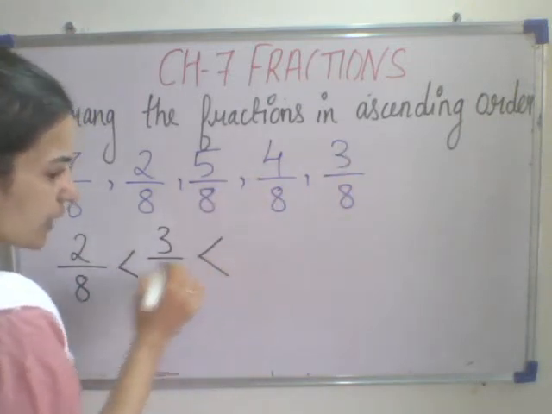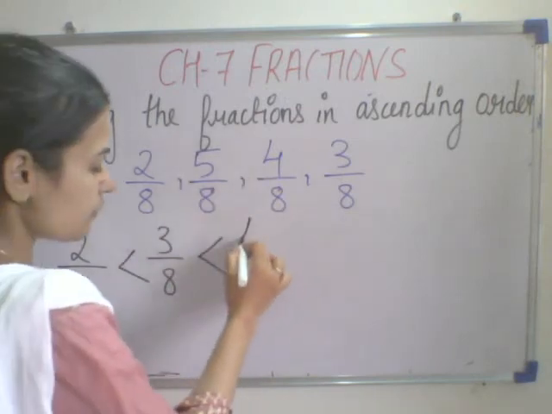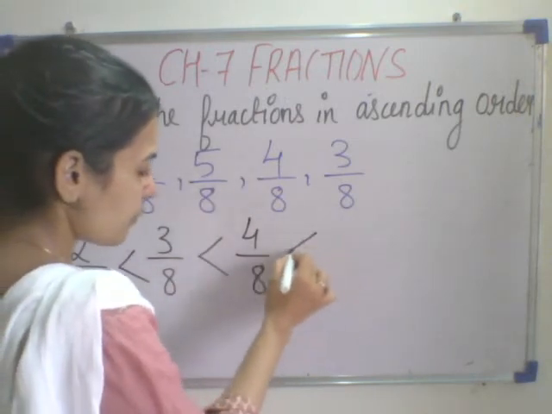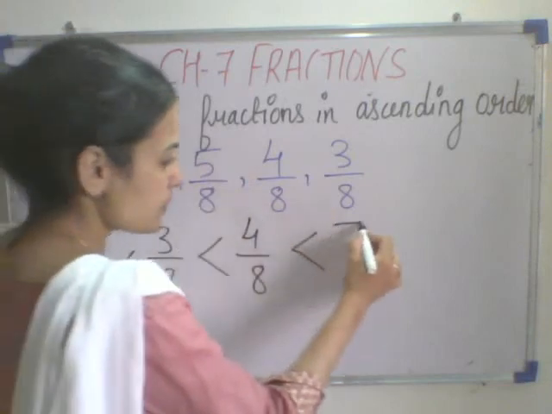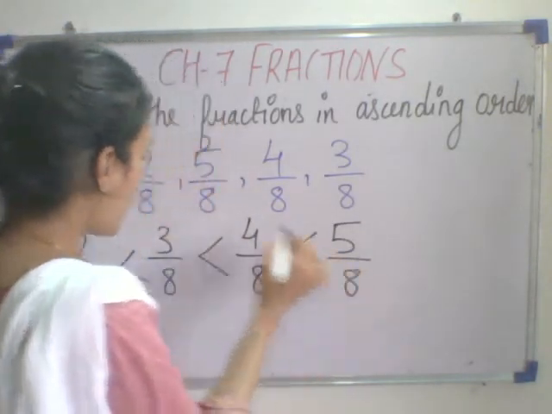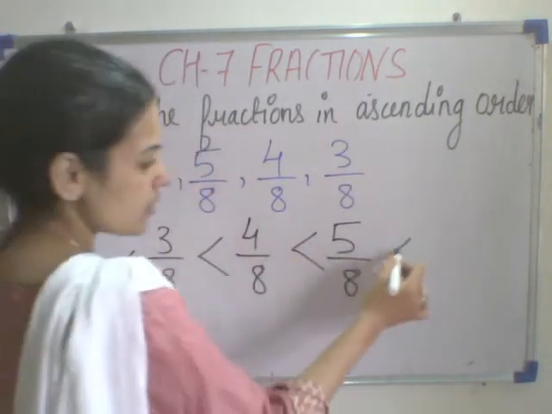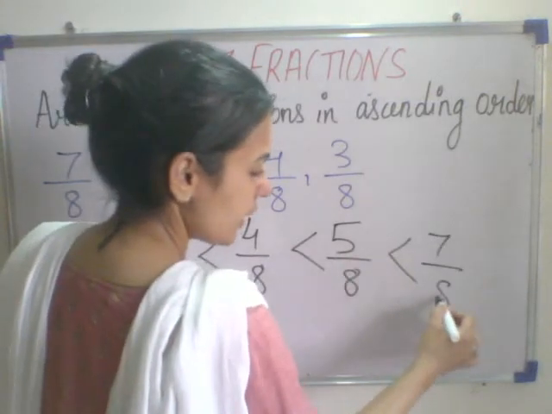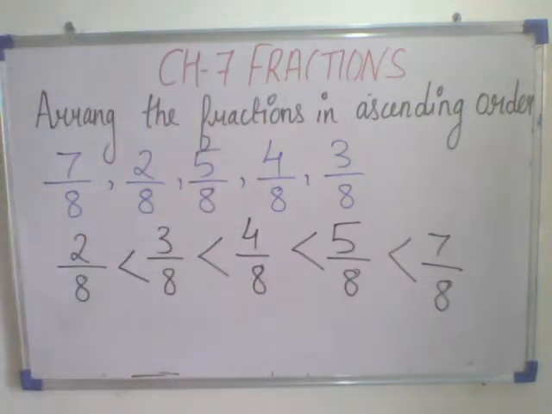Then I will put the sign. Then comes 4 upon 8, and I will put this sign. Then comes 5 upon 8. And at the last I will write 7 upon 8. So in this way we have arranged the given fractions in ascending order.